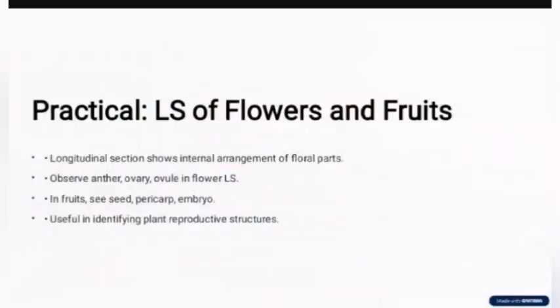The last slide you're going to look at today is just a practical session. Please, I want you to perform this. This one is very, very easy. Wherever you see LS in biology, we are talking about longitudinal section. So get a fruit or a flower. You can buy a flower, or get any flower you see. Now take a longitudinal section of that flower, just cut it in half. Once you do, you will be able to appreciate the floral parts.